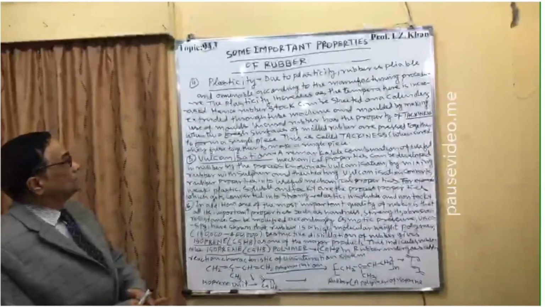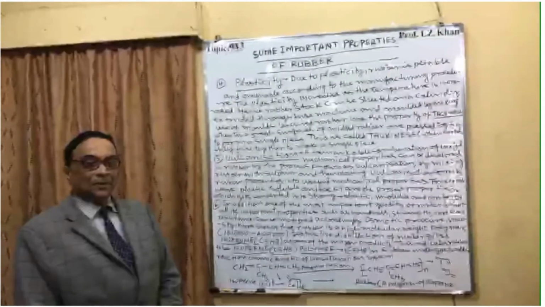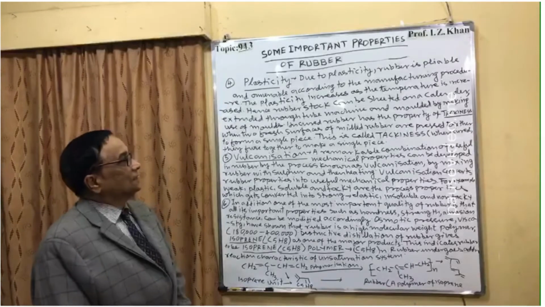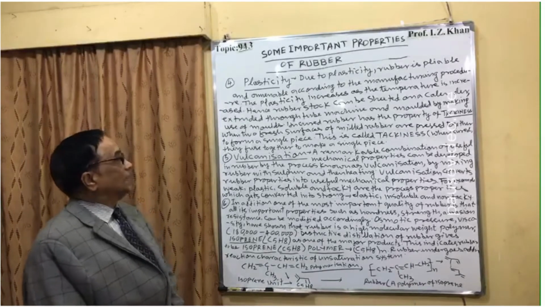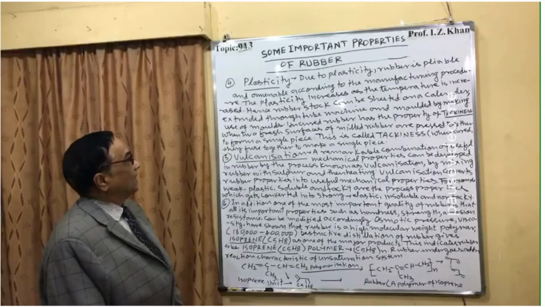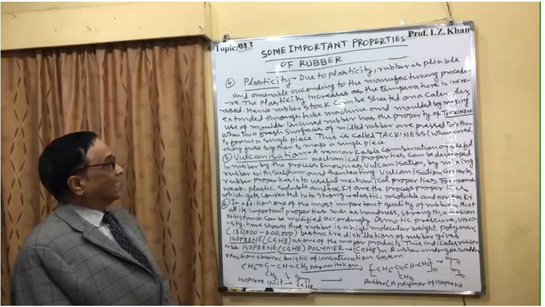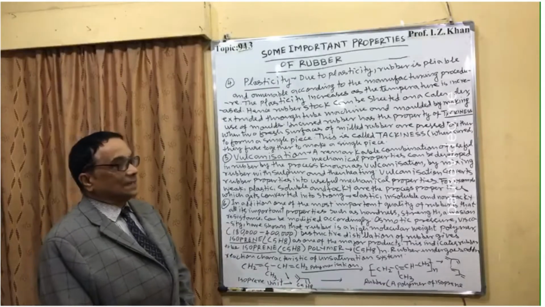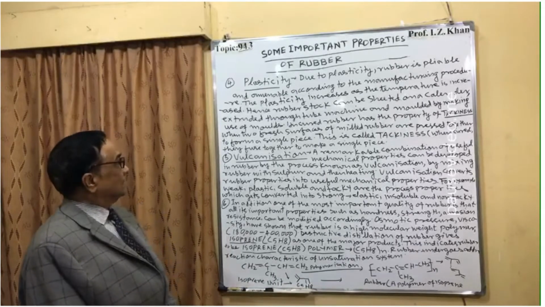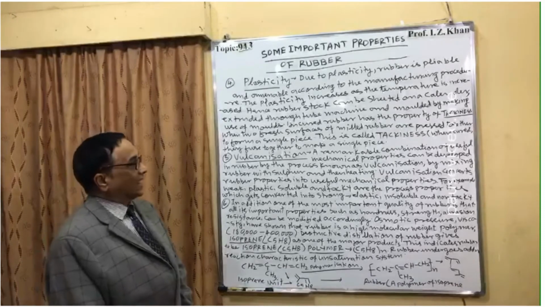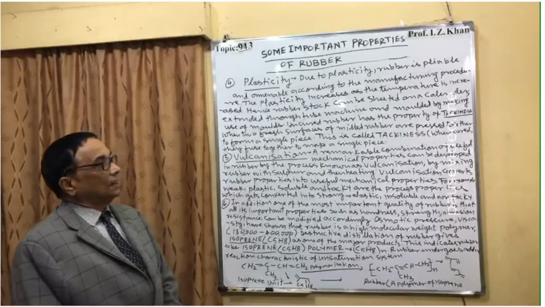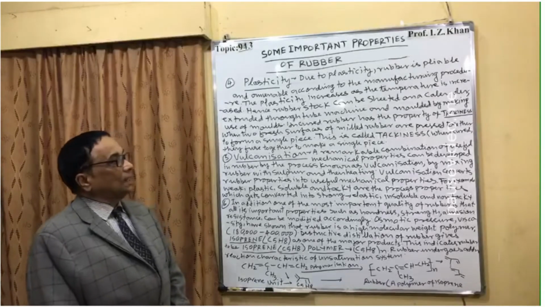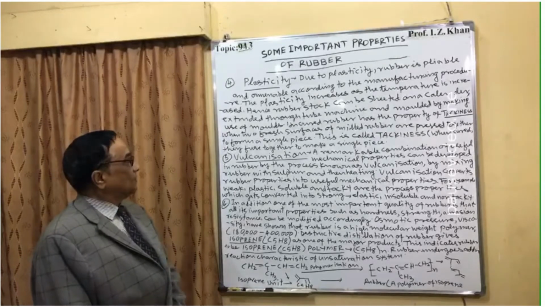So here, number 4, the fourth property is called plasticity of the rubber. Due to plasticity, rubber is pliable and amenable according to the manufacturing procedure. The plasticity increases as the temperature is increased. Hence, rubber stock can be sheeted on a calender, extruded through a tube machine and molded by making use of molds.